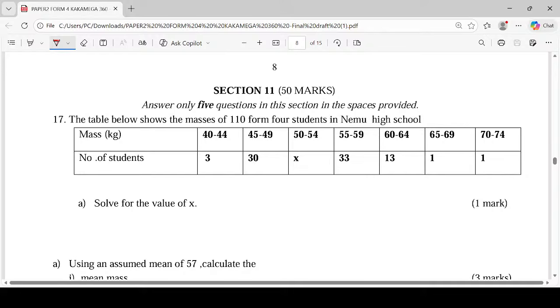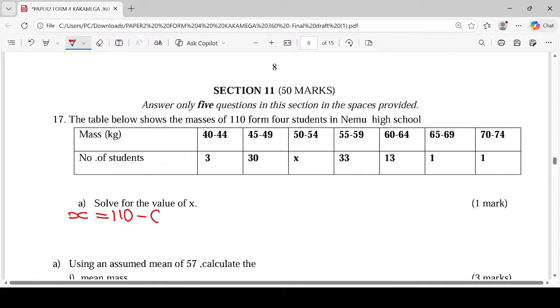So to get the value of x, we are going to take the total number of learners, which is 110, minus what we get when you take 3 plus 30 plus 33 plus 13 plus 1 plus 1. So this will be like saying 110 minus, let's sum it using a calculator, 3 plus 30 plus 33 plus 13 plus 1 plus 1, that is 81.